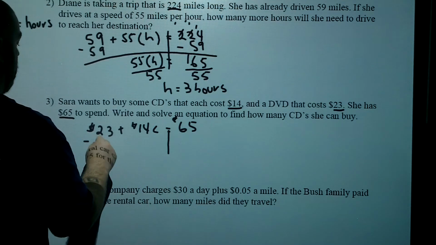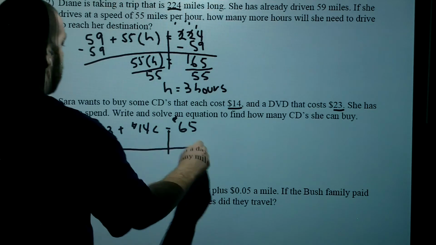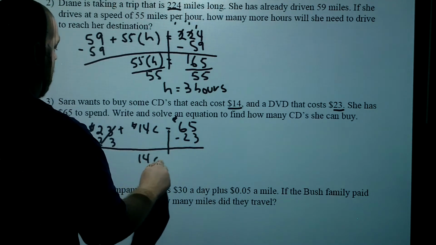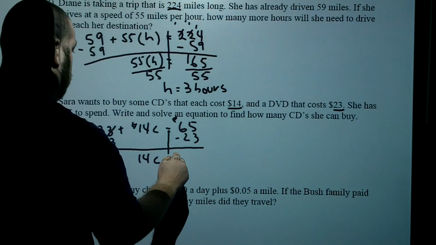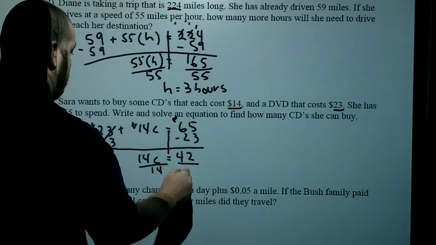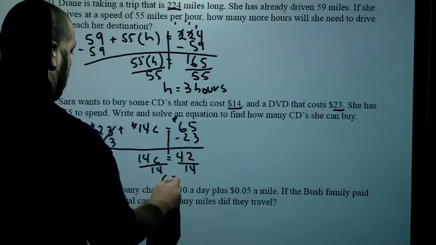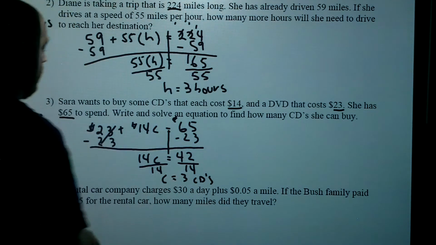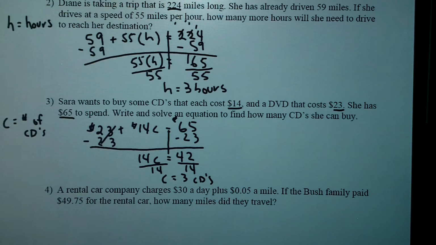So I'm going to subtract 23 to solve this on both sides first. 14 times C is equal to 42. Divide by 14, the cost of each one, and I get 3 CDs she can buy. Again, make sure your answer makes sense. So 3 CDs, that's reasonable.